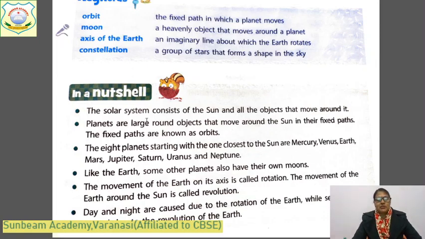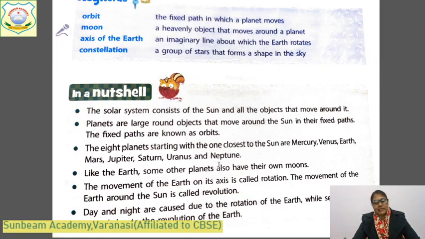And we have learned that the solar system consists of sun and all the objects that move around it. सन के चारों ओर जितनी भी चीजें घूमती हैं, planets, moon और asteroid, there are many small objects that move. They all made the solar system. Planets are large round objects that move around the sun in a fixed path, and these paths are known as orbits. And we have total 8 planets. ठीक है, वो क्या है? From the sun, sun से सबसे पास क्या है? Mercury, Venus, Earth, Mars, Jupiter, Saturn, Uranus and Neptune. These are the planets.